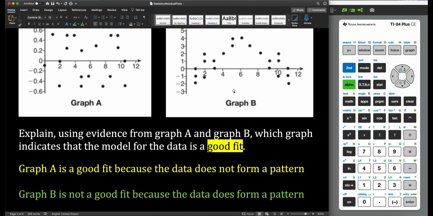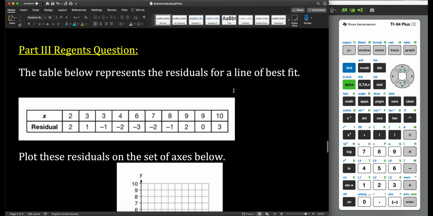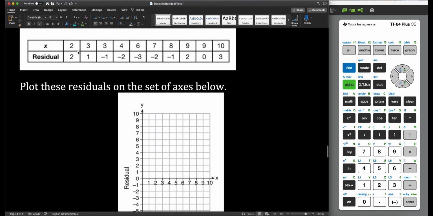Now, let's take a look at a Part 3 worth 4 points on a Regents. All right, guys, let's take a look at a Part 3 Regents question worth 4 points. It says the table below represents the residuals for a line of best fit. So here is your table here. You have your x values, and of course, residual, guys, is the y values, right? Which it's labeled for you here.